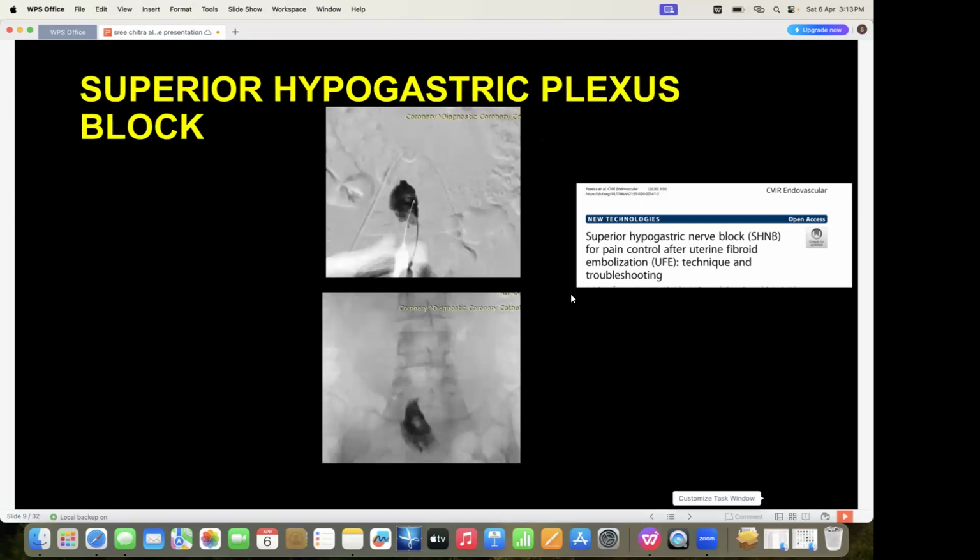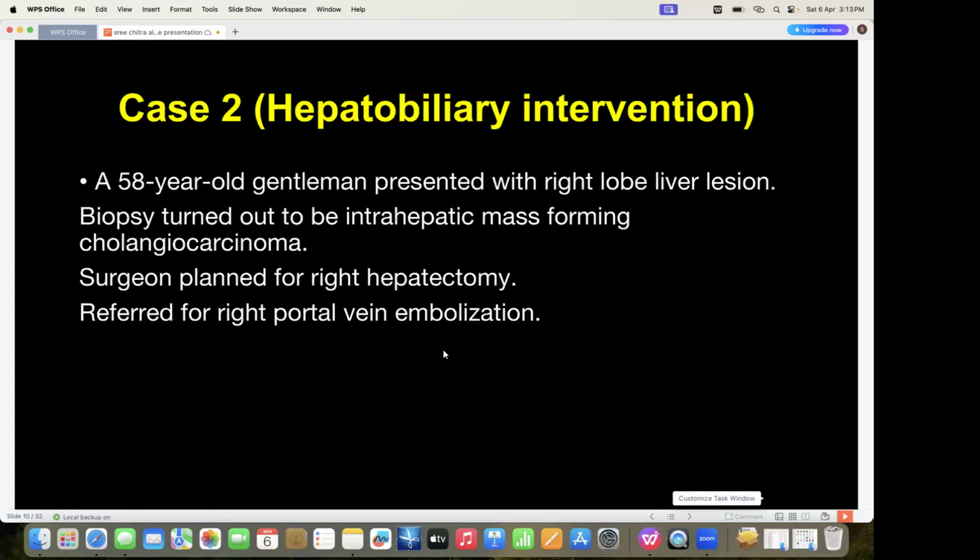So this particular article is very good for the superior hypogastric nerve plexus blockade for pain control after uterine fibroid embolization. So this is about the first case of uterine fibroid embolization. If any doubt, we can discuss it at the end also.